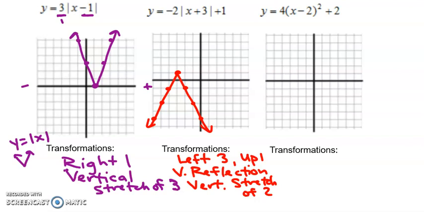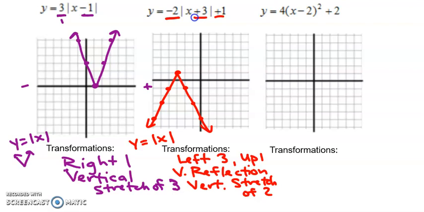Okay, so my transformations here, I've got to the left 3. I've got up 1. And I always like to do those shifts first because I need to plot my vertex. Okay, and this is another absolute value parent function, so I'm going to have a V shape. And then I have a negative 2 that I'm multiplying by on the outside. So those are 2 more vertical transformations. The negative tells me it's a reflection. And then the 2 tells me it's going to be a stretch of 2.